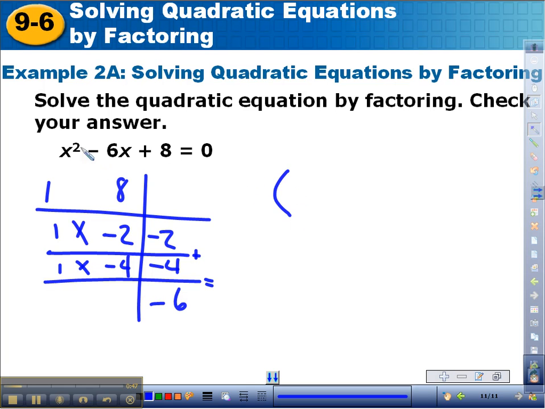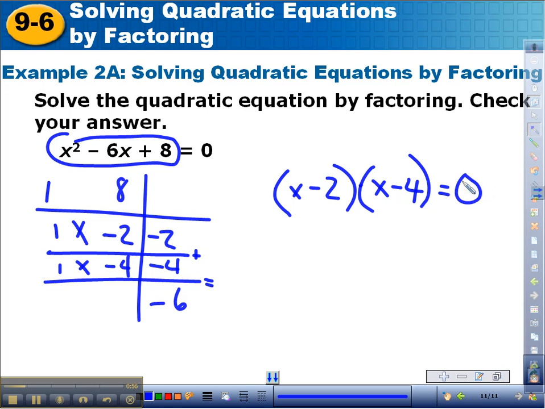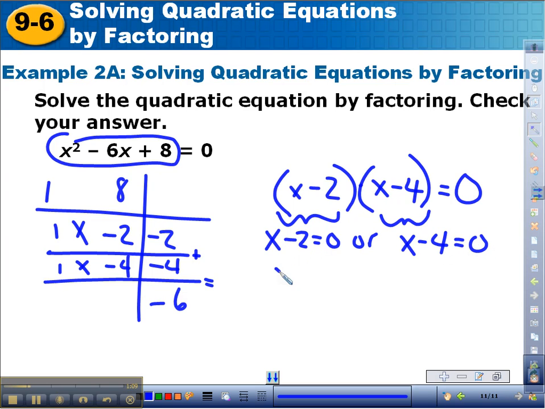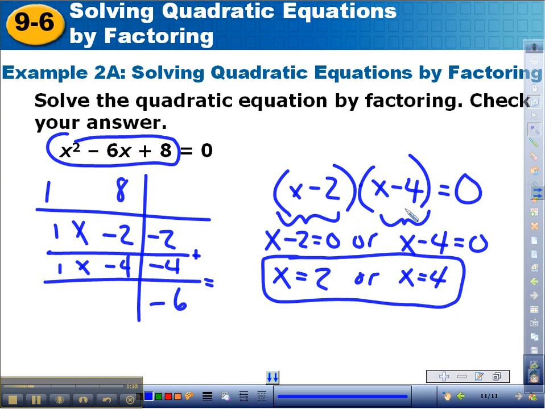That means if I change this quadratic into factored form, x minus 2 times the quantity x minus 4 must equal 0. So either this factor of x minus 2 equals 0, or that factor of x minus 4 must equal 0. So if I solve for x here, x equals 2, or if I solve for x here, x equals 4. Those are my x-intercepts. I just solved that quadratic.